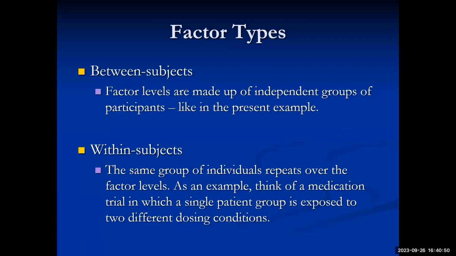Okay. Next, I want to talk about factor types. We've got two types of factors: between subjects factors and within subjects factors. When factor levels are made up of independent groups of participants, we call those kinds of factors between subjects factors. Okay. In contrast, when the same group of individuals repeats over the various factor levels, that kind of factor is referred to as a within subjects factor. Okay. As an example, we could think of a medication trial in which a single patient group is exposed to two or three different dosing conditions.